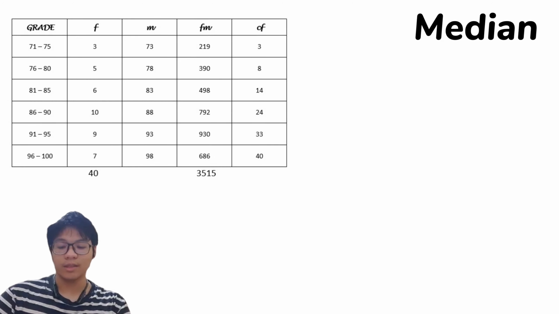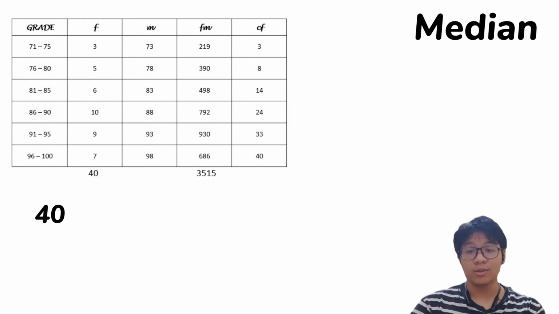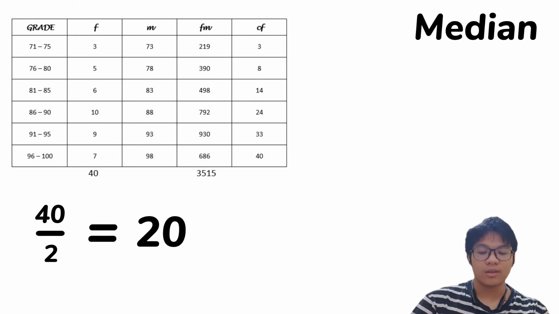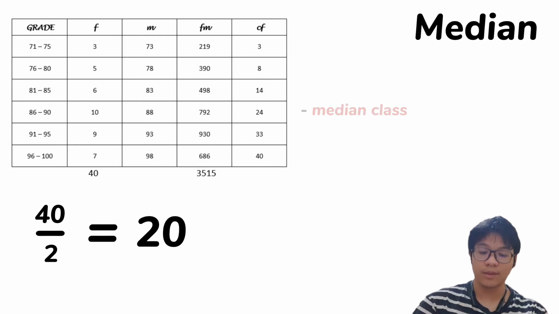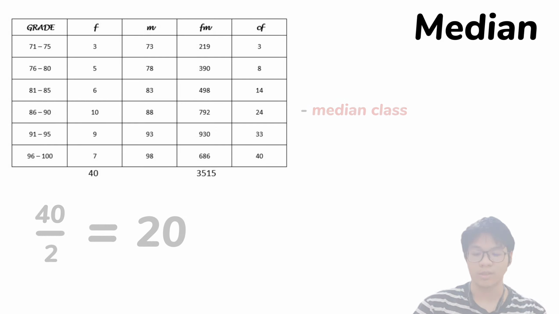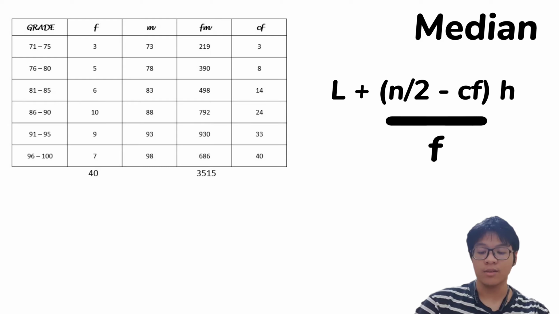To find the median value, we have to look at the total numbers in the cumulative frequency set. We will divide that by 2, which gives us 20. Now, 20 is in between 14 and 24, but since 24 is closer to 20, that is the median position. The formula for solving the median is L plus N over 2 minus CF times H over F.